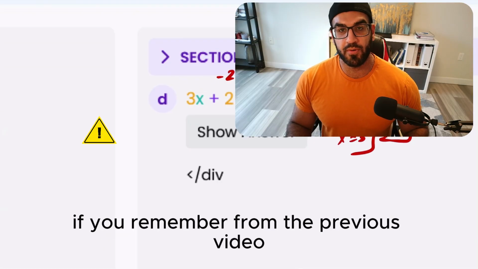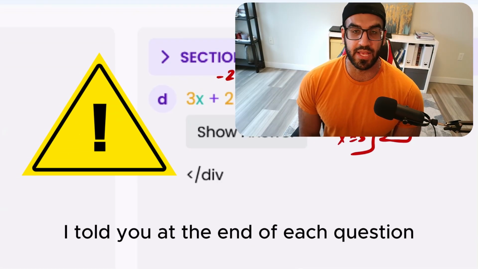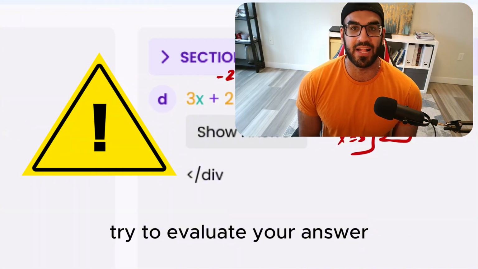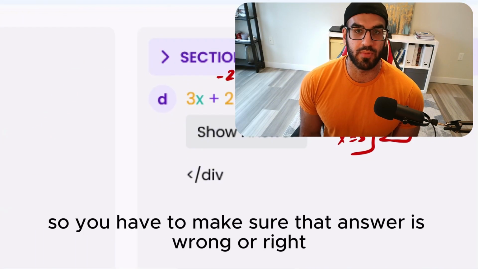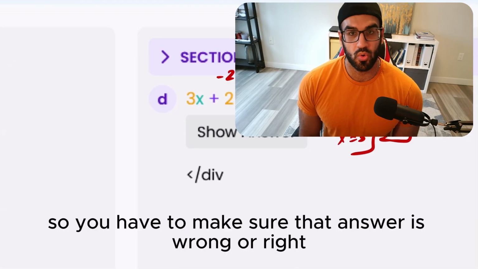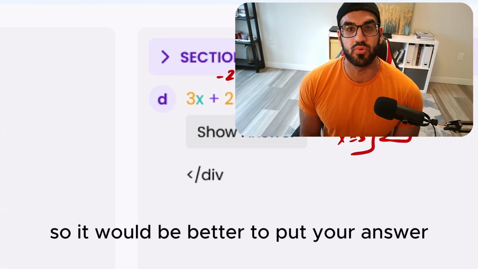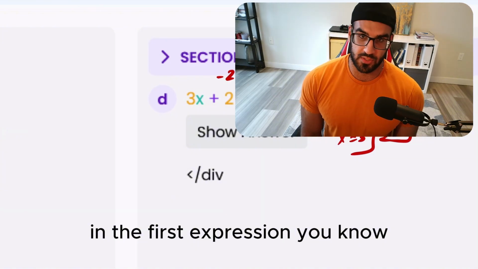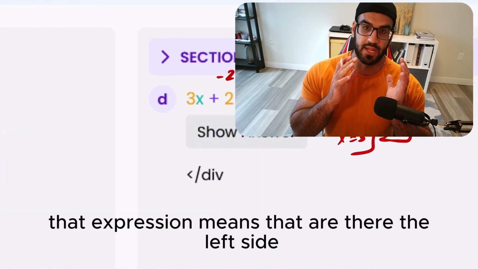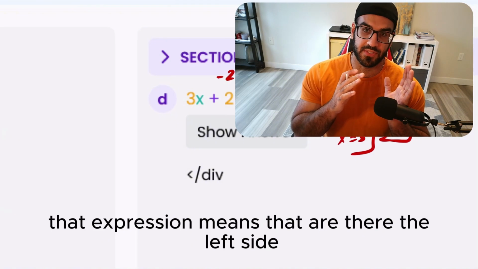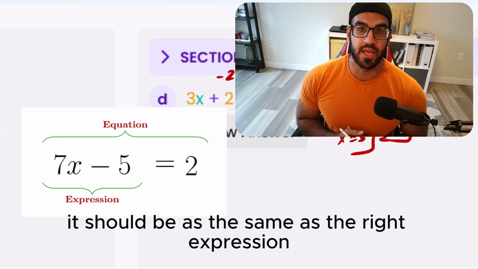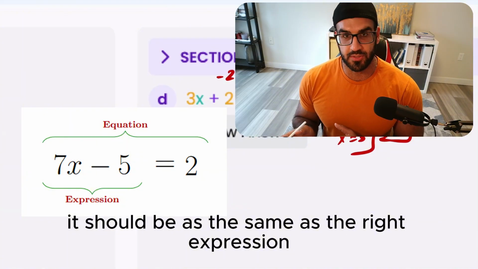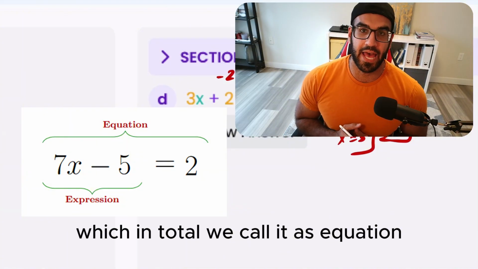Again, if you remember from the previous video, I told you at the end of each question to try to evaluate your answer. It means that you will find an answer, right? So you have to make sure that the answer is wrong or right. So it would be better to put your answer into the first expression. You know that an expression means the left side, which is the combination of the variable, coefficient, and constant, and it should be the same as the right expression, which in total we call an equation.